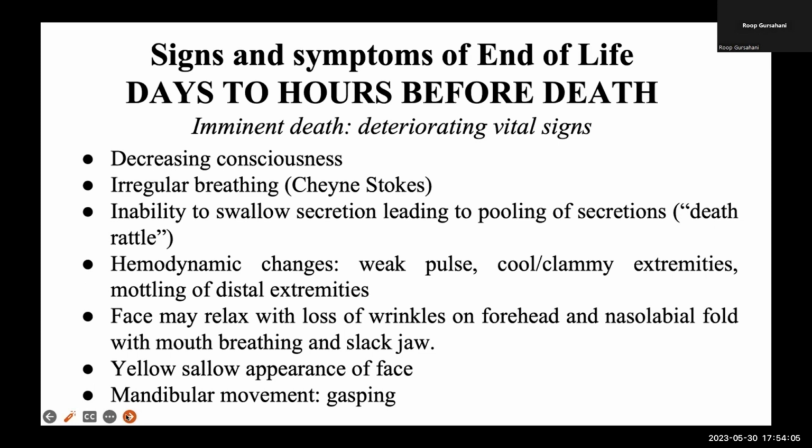Consciousness goes down consistently, breathing becomes irregular. Because secretions cannot be swallowed, you get the death rattle. Hemodynamic changes appear, the face may relax and may change color. But for me, probably the one single sign that tells me that it is now hours is the appearance of gasping. That is mandibular movement as a part of respiration.